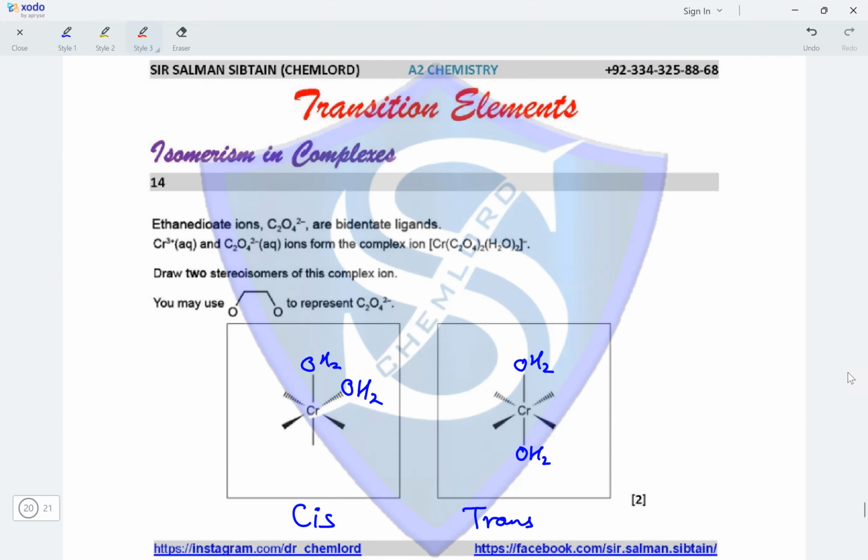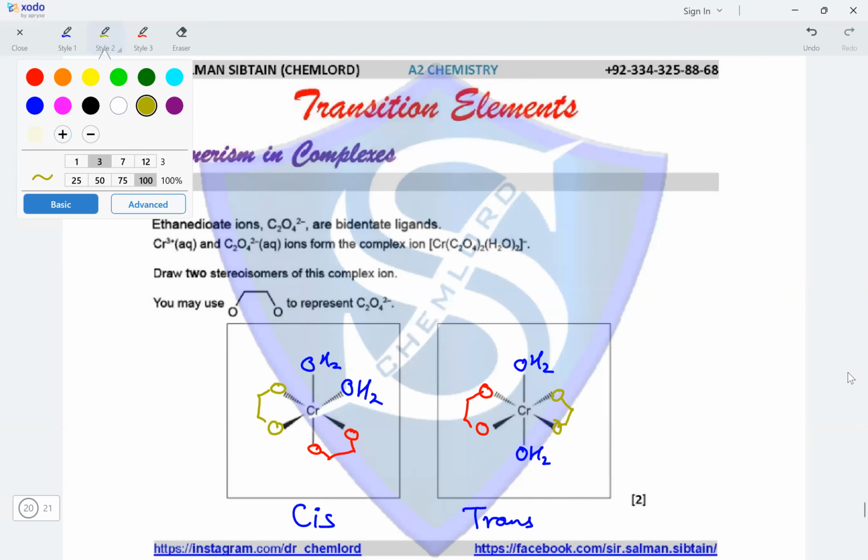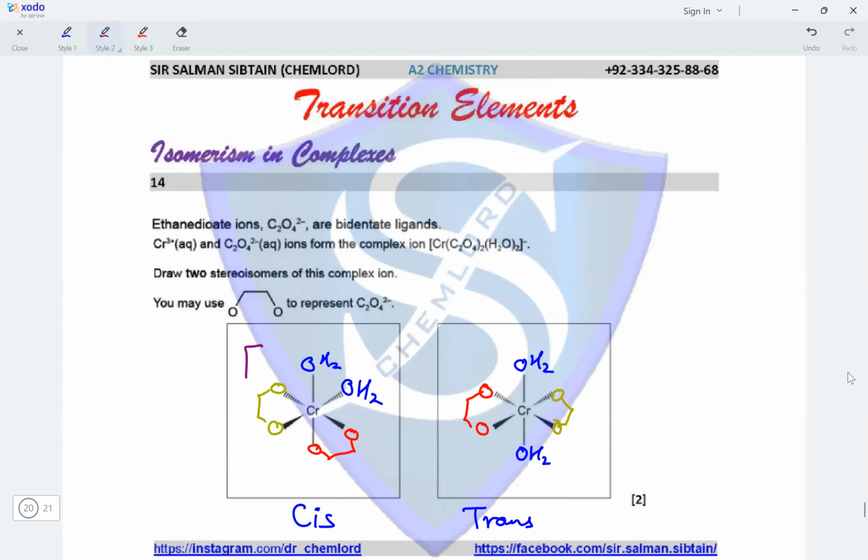And the remaining positions would be occupied by the C2O4 2- ligands. So these are the positions of the binding of the C2O4 2- ligands on both these complexes, thus completing the structure of the complex. Then we make the square bracket and place the negative charge on it to complete the diagram of each of these complexes.